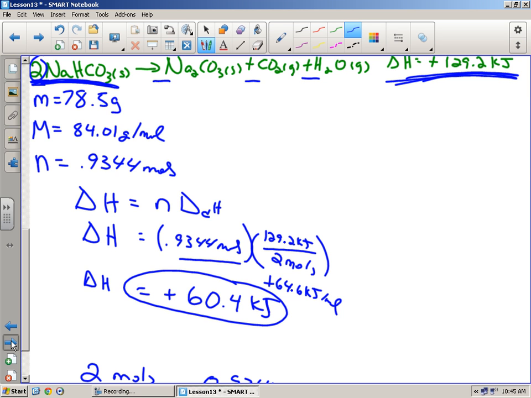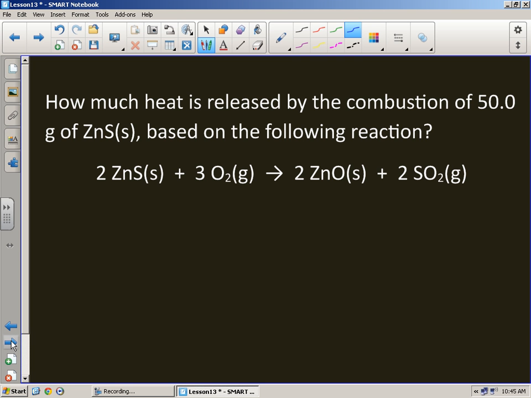Now, next, let's take a look at this one. Let's get you guys started on this. Why don't you guys get going on this one? How much heat is released by the combustion of 50 grams of zinc sulfide based on the following reaction? You want to know how much heat is released. So this is a delta H question. I'm looking for delta H, how much heat is released.